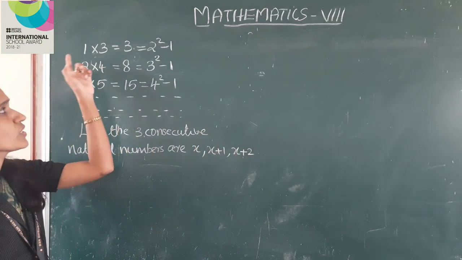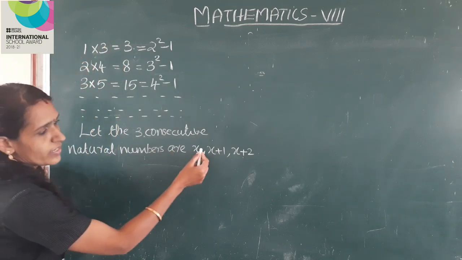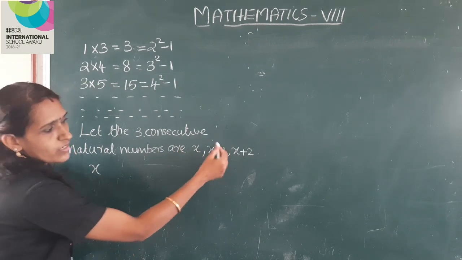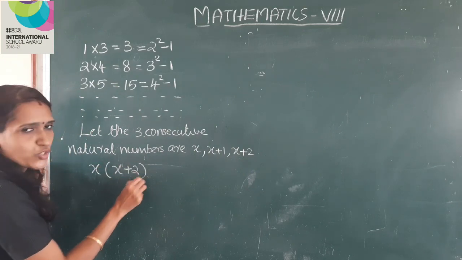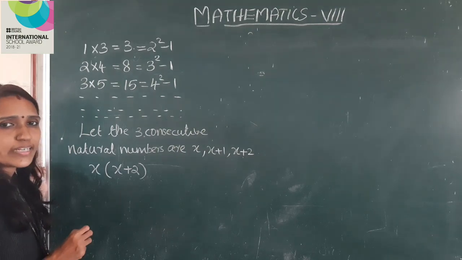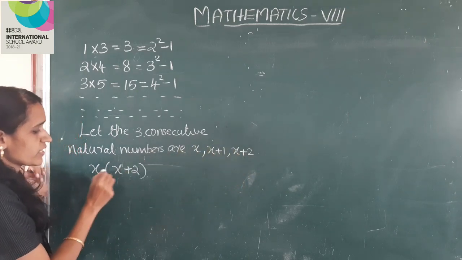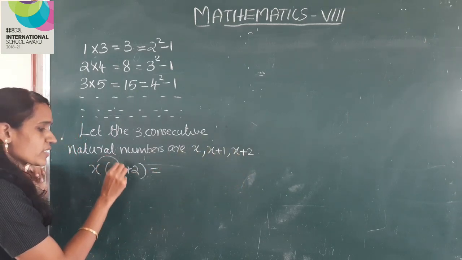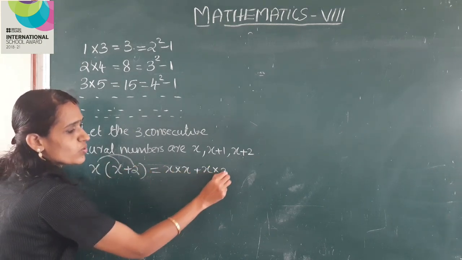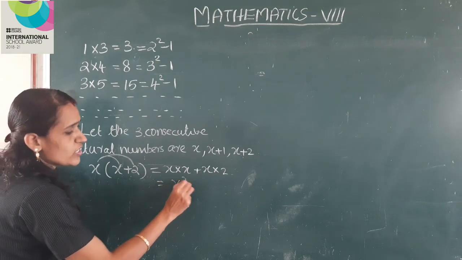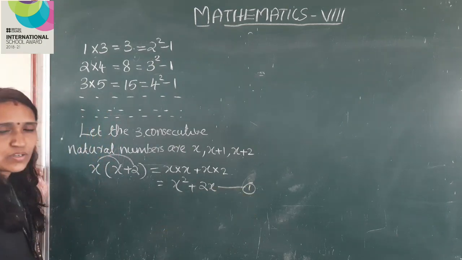The product of the two alternate natural numbers. Here the first number is x, then the next alternate number is x plus 2. So x into x plus 2 is equal to x into x plus x into 2. This is equal to x into x, x square, plus x into 2, 2x. Mark it as 1.